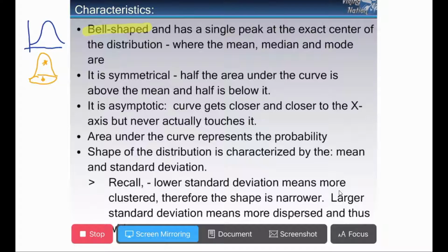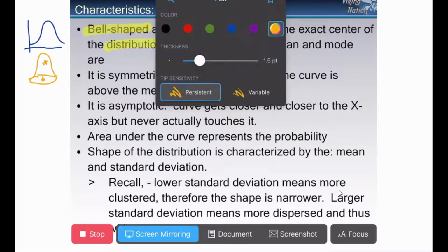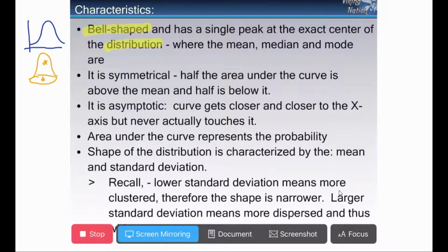So we can see that it is bell-shaped and has a single peak at the exact center of the distribution. This is where the mean, the median, and the mode are. It is symmetrical. Half the area under the curve is above the mean and half is below. And so we can draw that center dividing line down the middle. Mean. So symmetrical is one of our key features.